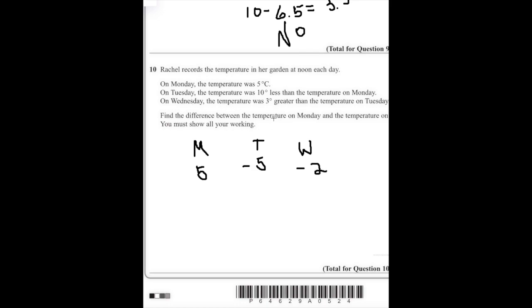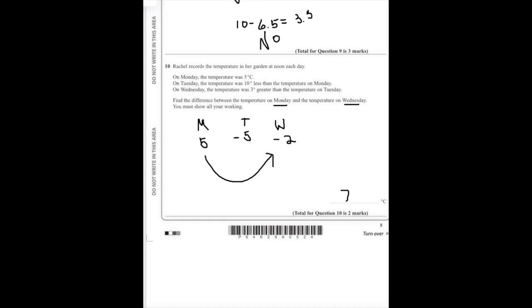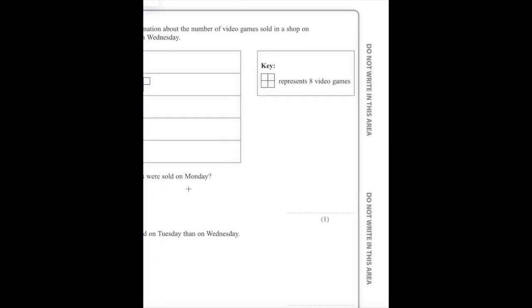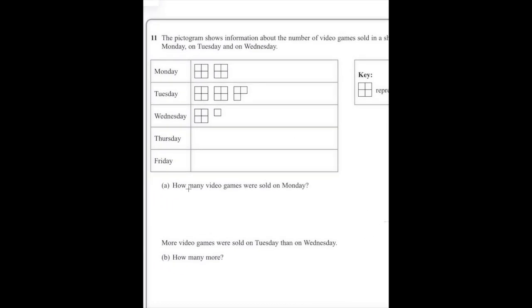The question then says find the difference between the temperature on Monday and the temperature on Wednesday. So between Monday and Wednesday, on Monday it's 5, but on Wednesday it's minus 2. So the difference between 5 and minus 2 is 7. You could also put minus 7 because it's different, but the difference is 7. It's not asking if it goes down or up. If it was asked that, then it would be minus 7, but it just asks for the difference.